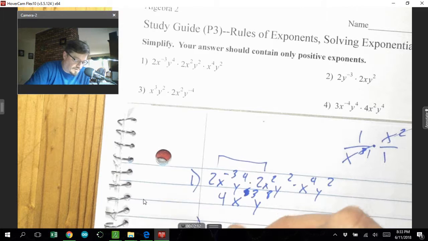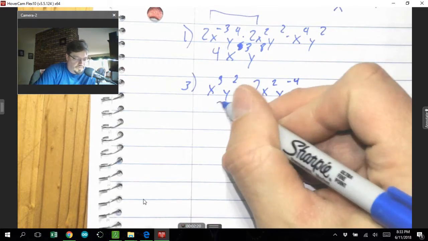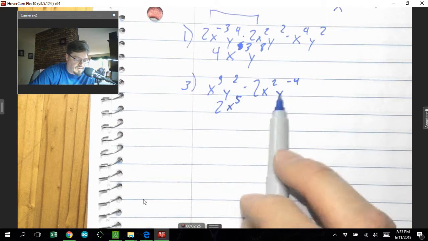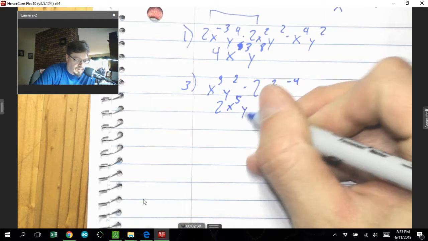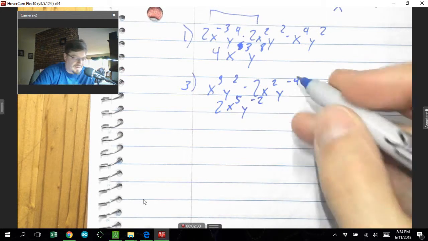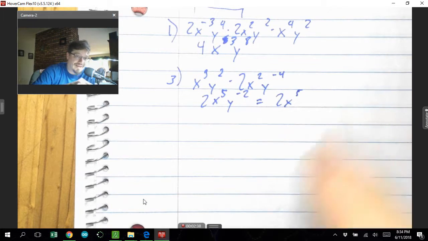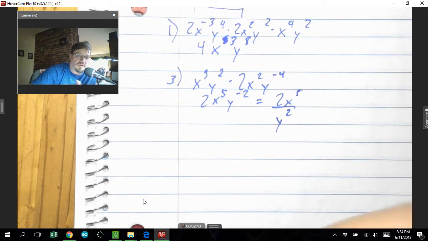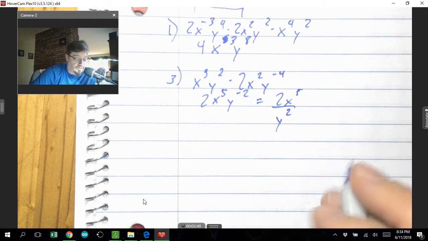So number 3 is x to the third, y to the second, times 2x to the second, y to the negative fourth. This is basically the same principle. You've got 2. You've got a total of 5 x's being multiplied to each other, and then these two together would give you a negative 2, because positive 2 plus negative 4 is negative 2. But you're not going to see that in your multiple choice. You're going to see 2x to the fifth, and y is actually in the wrong location. It should be down below and squared. So you put it in the denominator, because remember, a negative exponent means they need to change position.